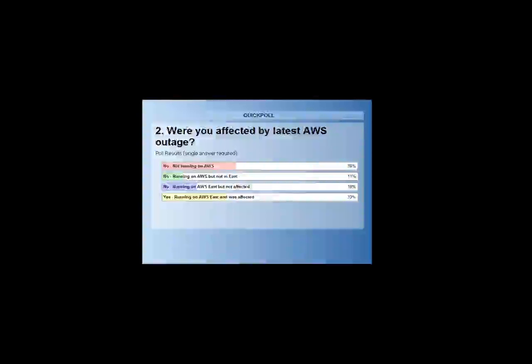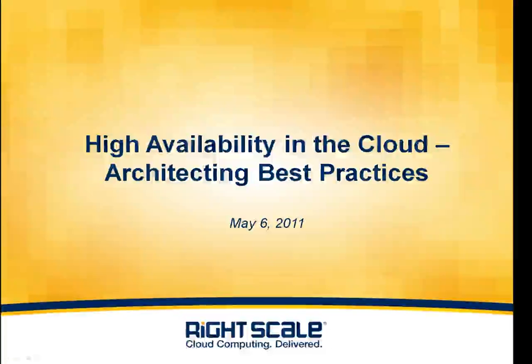Interesting. So good split here. Some of you are just not running on AWS. I'm assuming that's probably the portion of the audience that's not running in the cloud yet. But of you who are running on AWS, there was a large number who were affected by the outage. So that's great. We're going to have a lot of good examples for you today and a lot of good learnings. Last question, real quick.